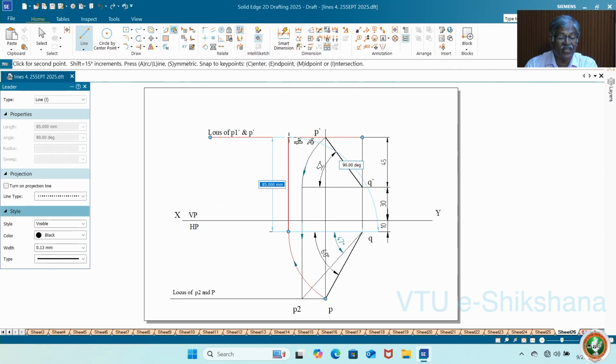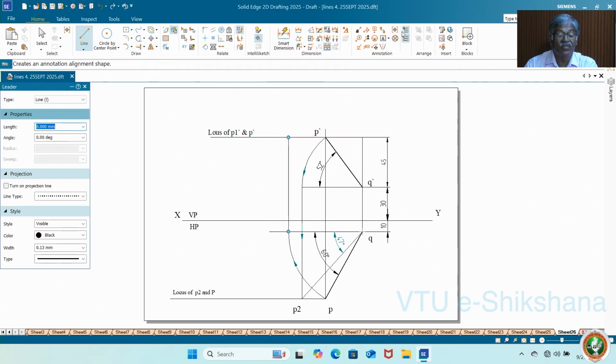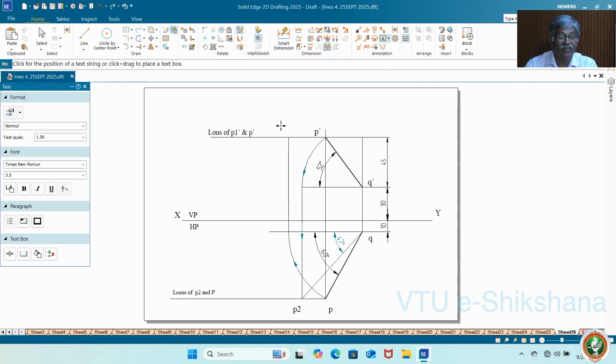So I am anticipating here P1 dash. So name this as P1 dash. I hope you are familiar with the naming. If this is P1 dash, this becomes P1. Initially you can write this is P1 because once you rotate this becomes P. PQ1 is the top view and the corresponding length is the front view when it is parallel to HP. So this becomes your P2 dash.